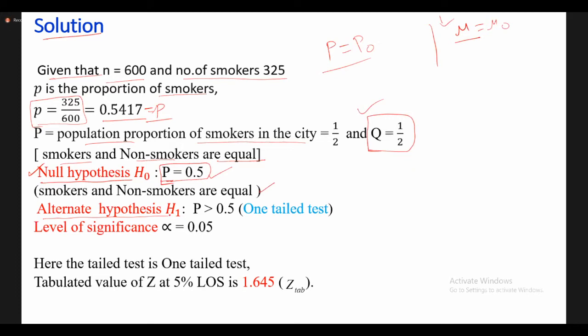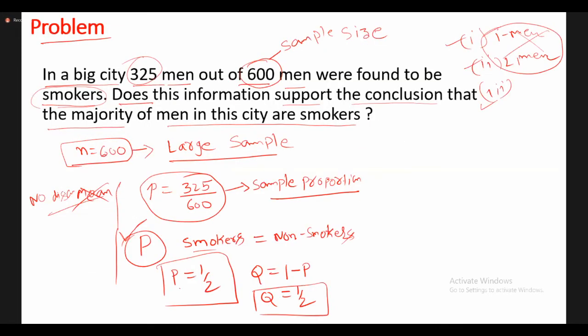Just now, somebody asked a question: sir, how do we decide whether it is a one tail test or a two tail test? Once all of you see the given problem, if alpha is not given, generally we have to take the default 5%.